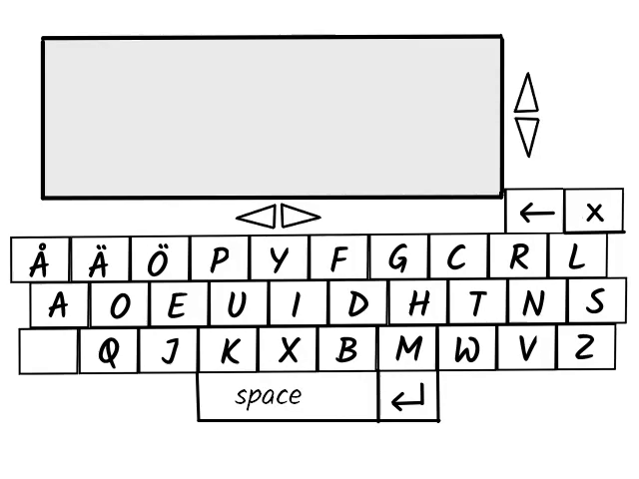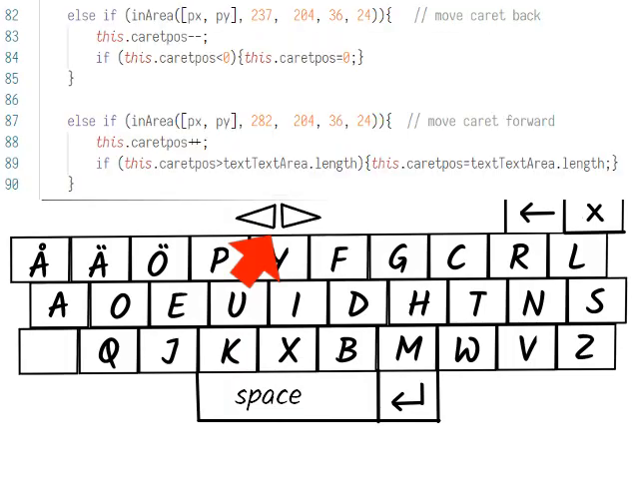To be able to move the caret inside the string, I've added two arrow buttons that will move the caret backwards or forward in the string. The buttons are just drawn on the background and are clickable based on the position of the mouse cursor. This is the same as the keys on the keyboard on the screen and other buttons on the screen.